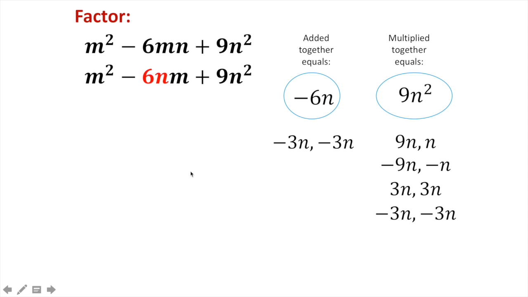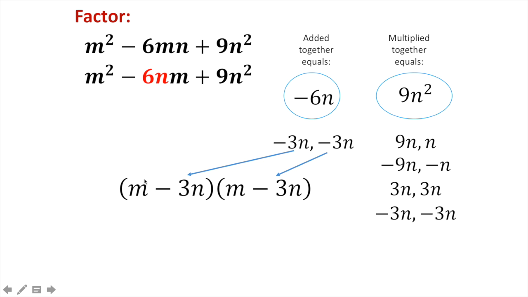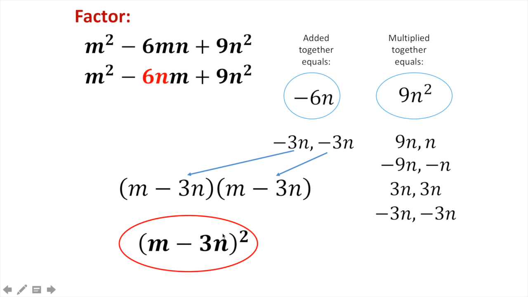So now I just factor it like a traditional one. I've got m, that's what starts it. And then I just write down my two factors, minus 3n, minus 3n. And so this is just m minus 3n squared. The same thing written twice, it's just squared.